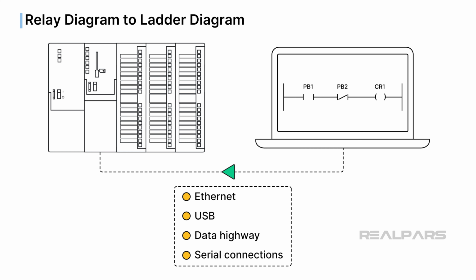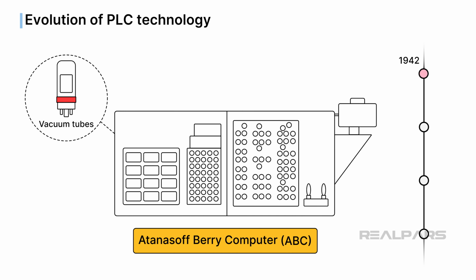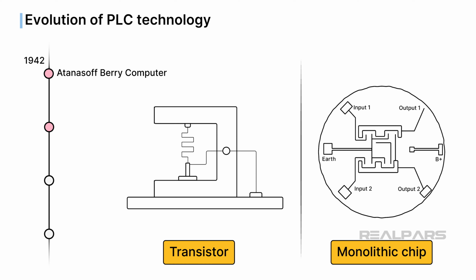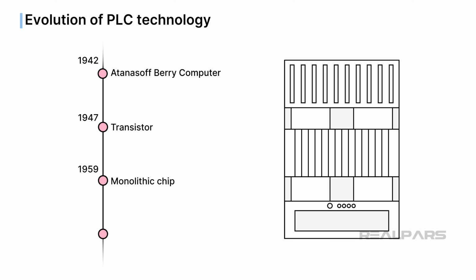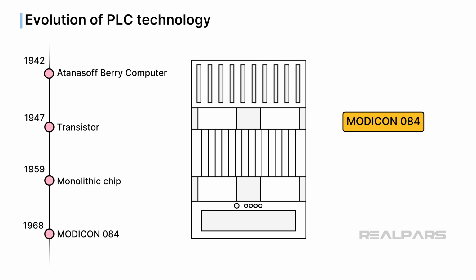Why is it possible? Advancements in computer engineering. The computer was developed in 1942. The Atanasoff-Berry computer, or ABC, used vacuum tubes and took up a large amount of space. Transistors were derived in 1947. The first monolithic chip was made in 1959 by Robert Noyce. The first PLC followed. Dick Morley created the MODICON 084 for General Motors in 1968. MODICON is short for Modular Digital Controller.